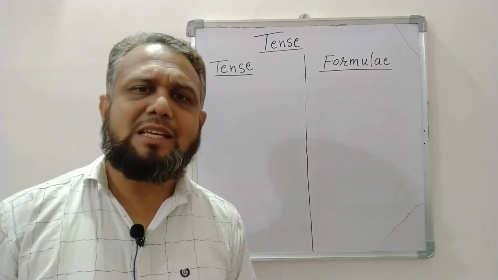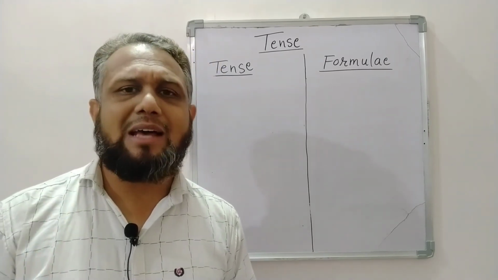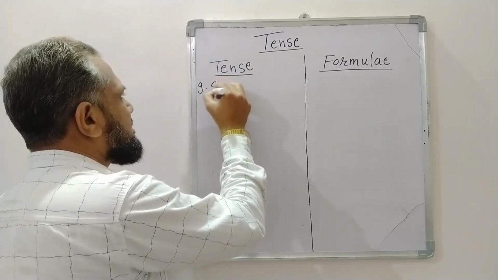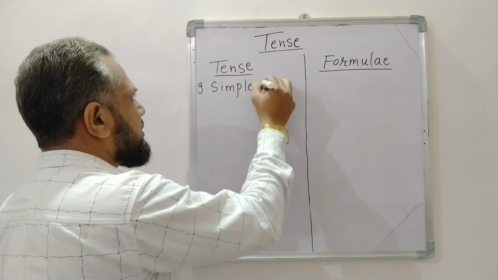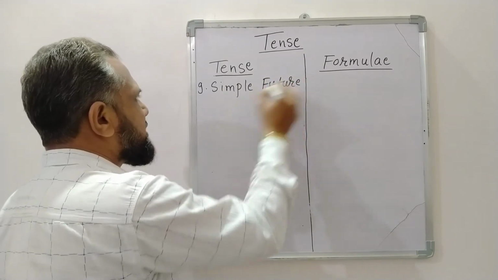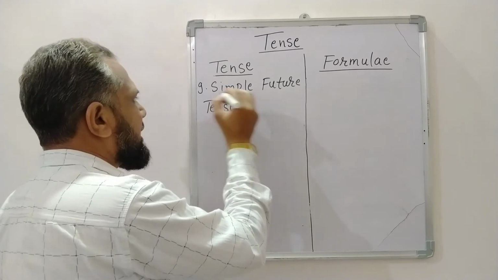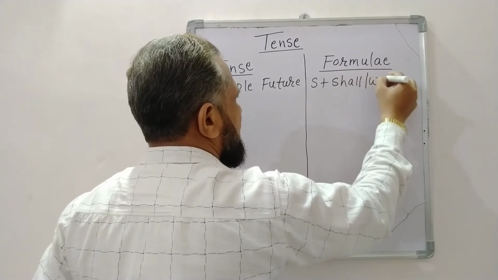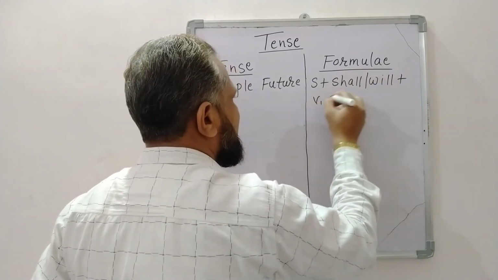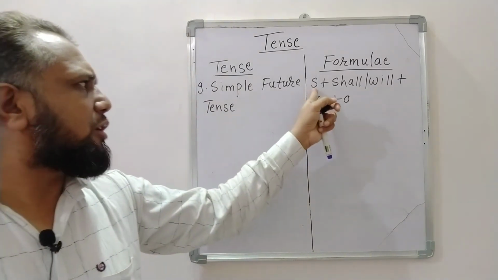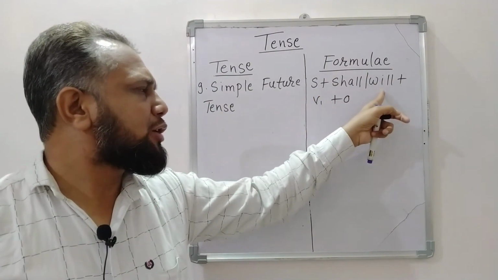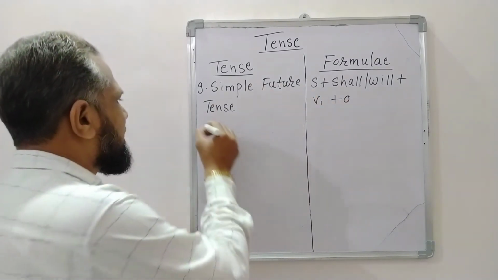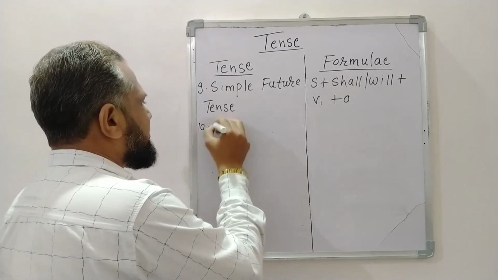The third type of tense is future tense, and future tense also has four types of tenses. Okay, simple future tense, and its formula is subject plus shall or will plus V1 plus object. First of all, subject, then shall or will, you can use either of them, then the first form of verb, and thereafter object.